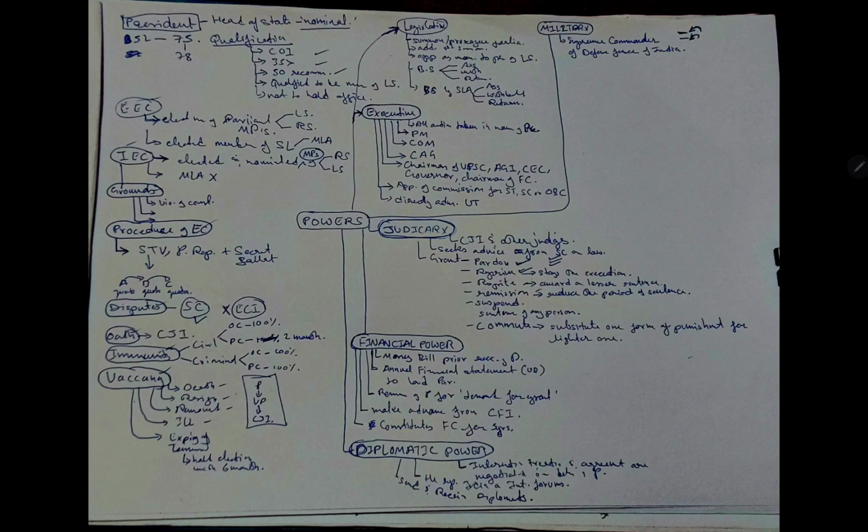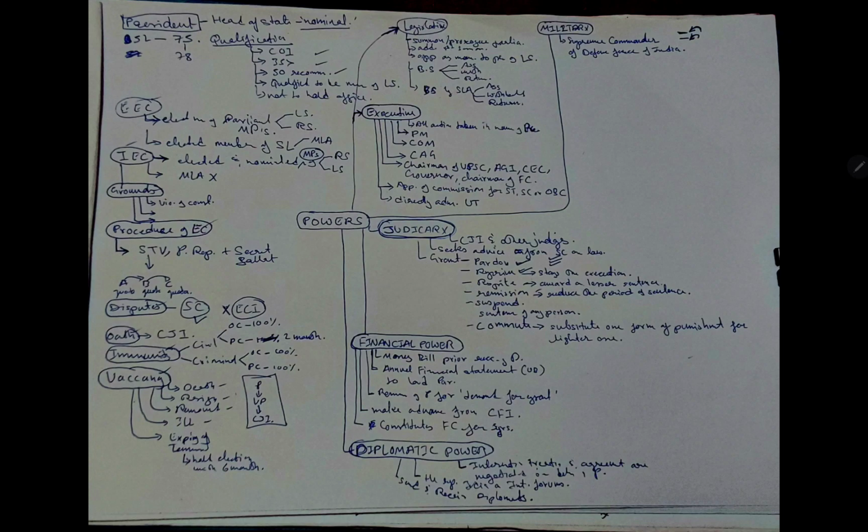But in case of impeachment, elected and nominated members of both Lok Sabha and Rajya Sabha can impeach the president, and not the MLAs, not even the elected ones. You must understand that the elected and nominated members of Rajya Sabha and Lok Sabha form the electoral college for the election of the vice president. The impeachment electoral college is going to elect the vice president. So the impeachment electoral college is equal to the election electoral college of the vice president.